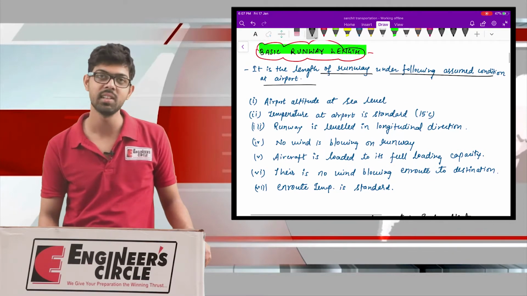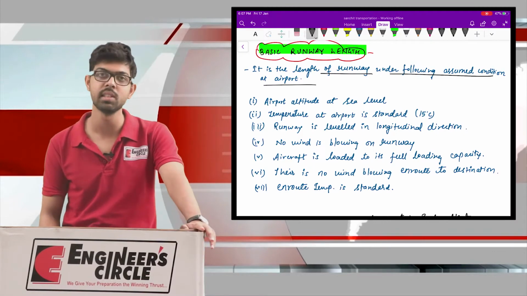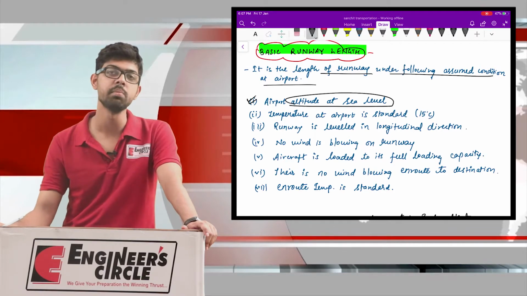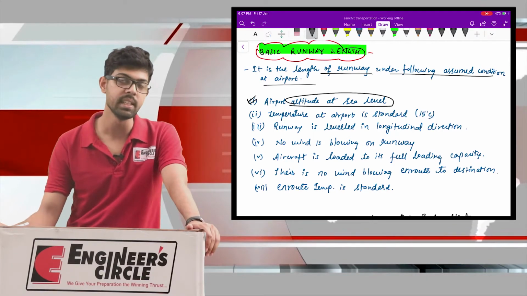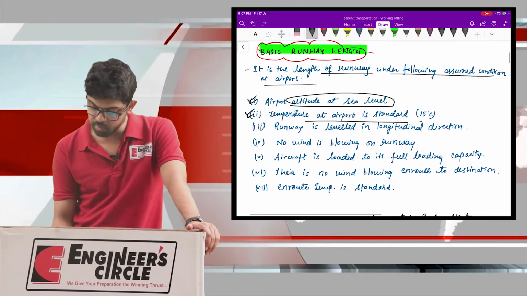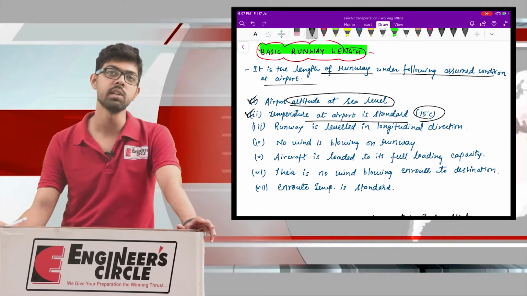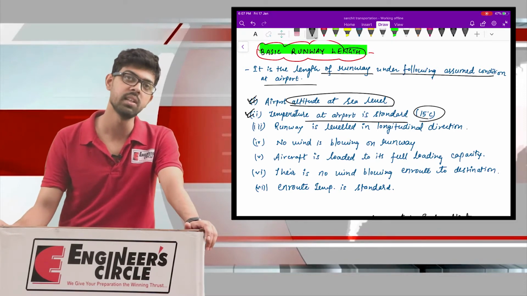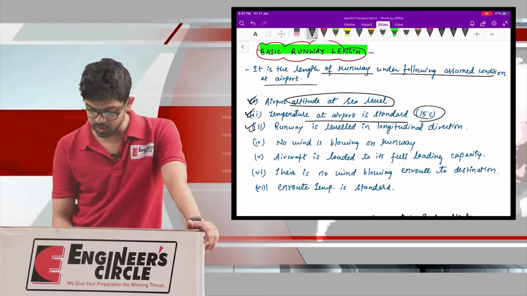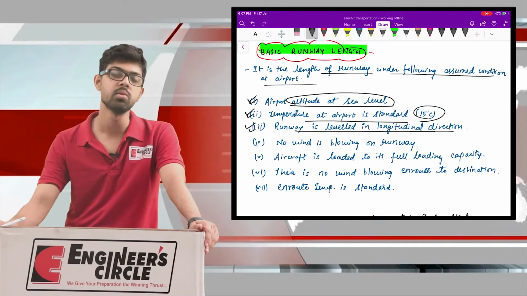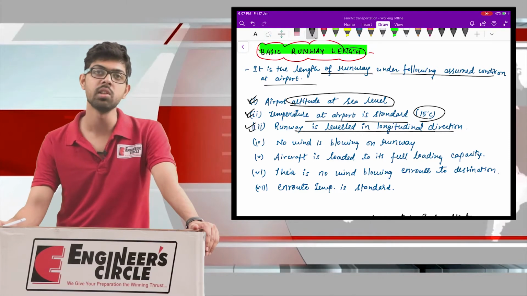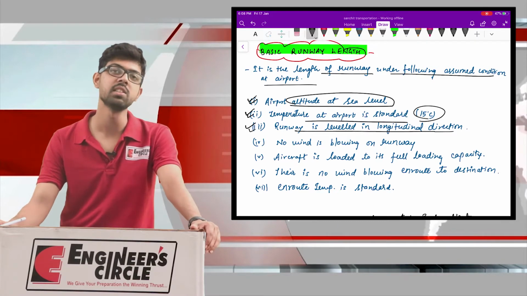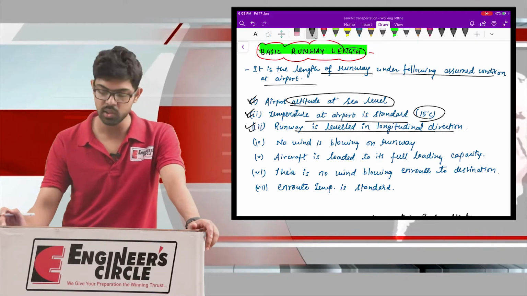So let us see what are the standard conditions under which we call the length of runway the basic runway length. The first is that your airport altitude is to be at sea level. That means your airport should be situated at the mean sea level. The second is that the temperature of the airport is standard, that is 15 degrees centigrade. Whatever be the temperature of the surroundings, it should be 15 degrees centigrade. It should neither be more than that nor less than that. The third is that your runway is leveled in the longitudinal direction. There should not be any ups and downs along the direction of movement of the aircraft. Your runway is perfectly leveled, perfectly horizontal along the longitudinal direction.